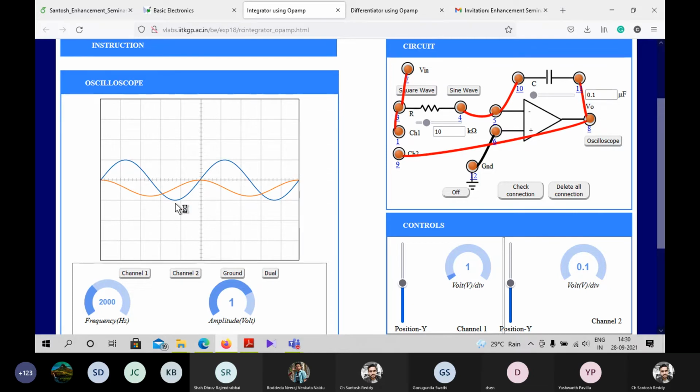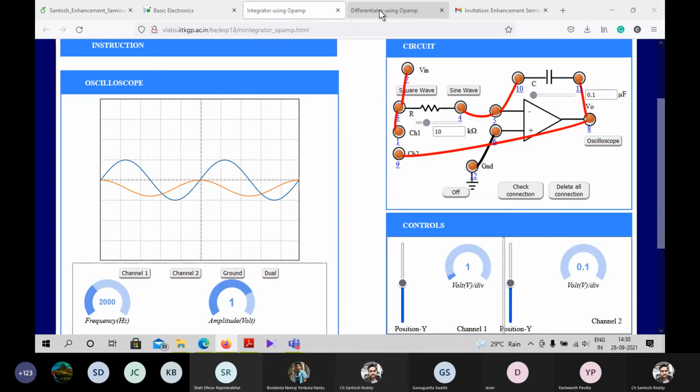Here we have a sine wave input, but the output is a plus cosine wave. But in mathematics, we know that the integration of sine is minus cosine. This plus is due to the input being at the inverting terminal. Okay, this is the integrator part.